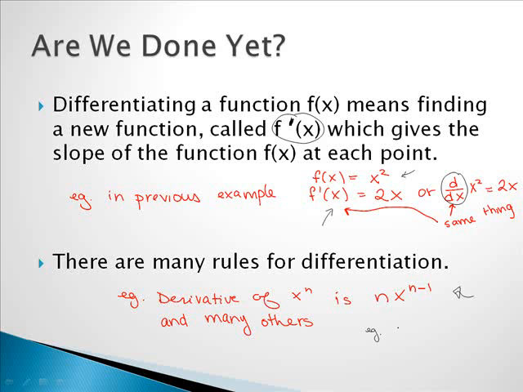As another example, if we had f of x equal to, let's say, x to the 7, well, that would mean f prime x would be 7, you bring the power down, and you reduce the power by 1, so 7x to the 6th. And again, there are many rules for differentiation. There are rules called product rule and quotient rule and chain rule that are going to help you figure out how to deal with functions that are multiplied or divided or compositions of functions. That's beyond the scope of this video.